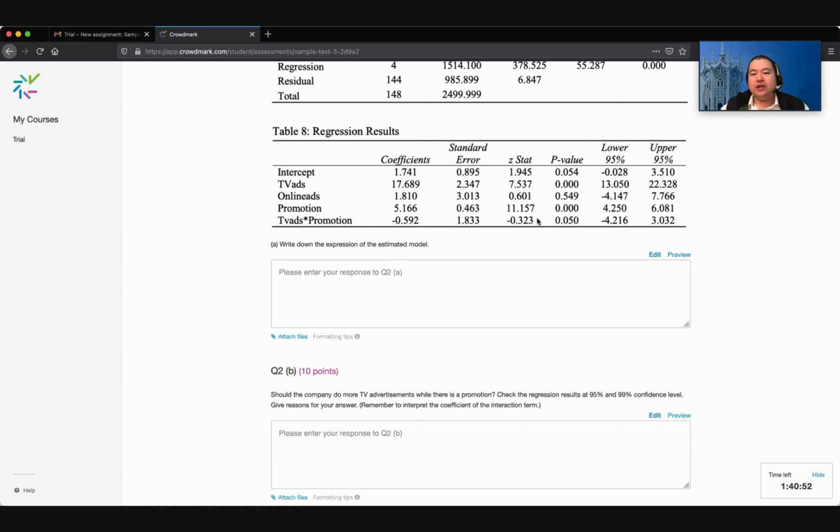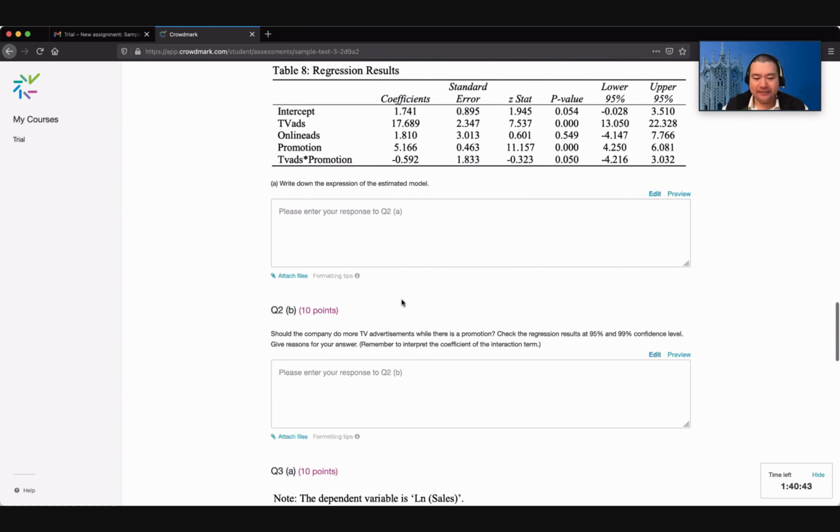Because it's not significant, then we will say, actually it doesn't matter because it could be 0. 0 means no change, right? So that means it's okay, doesn't matter.